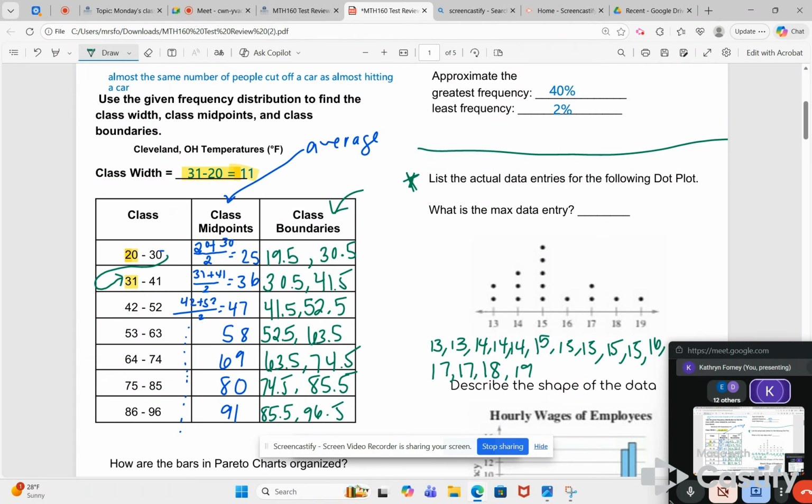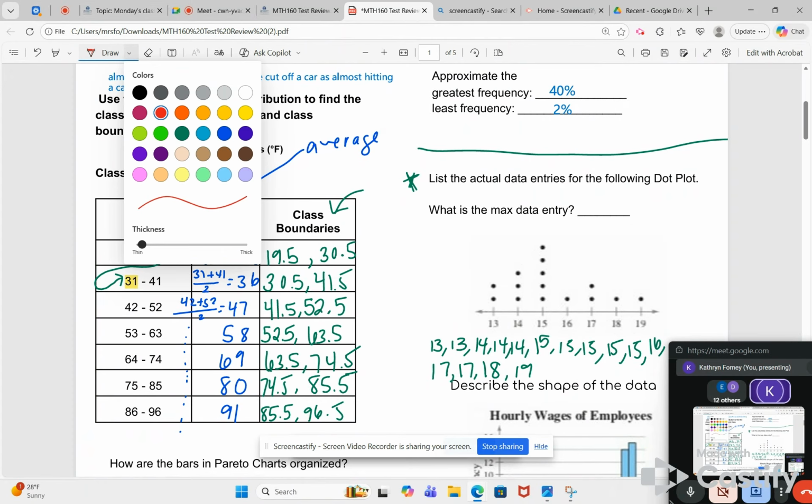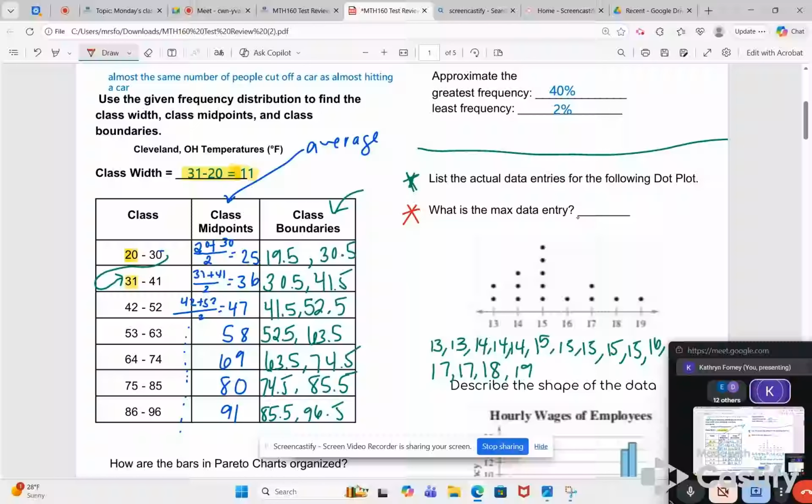And so the next question, it says, what is the maximum data entry? So that means what is the highest data entry? Not the most frequent, but the maximum value. So what is, yes, 19 is your maximum. If I asked for the most frequent, you would say 15.